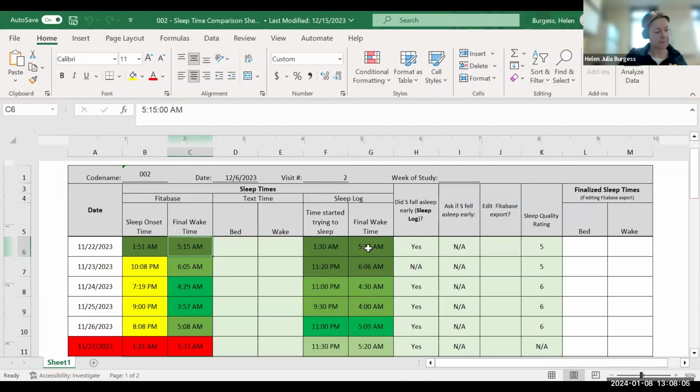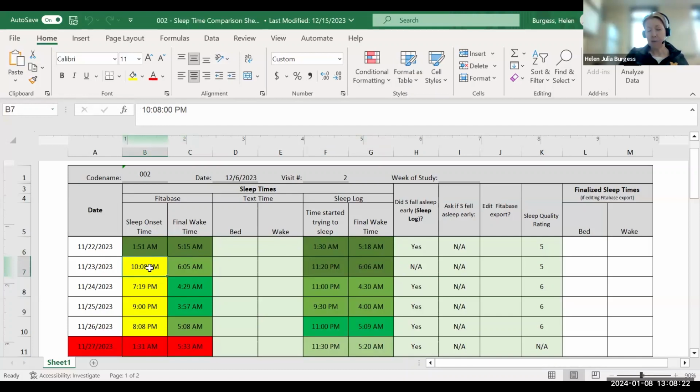Makes sense. Then we can see a pattern here where now the subject is reporting trying to fall asleep at 11:20 at night, but we see Fitabase reports that they fell asleep at 10:08.